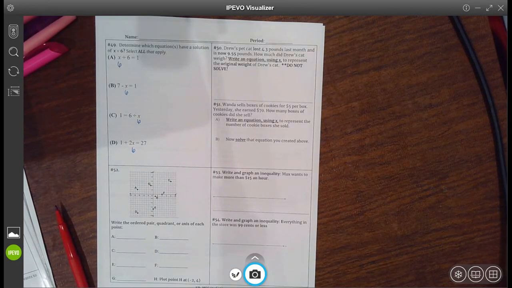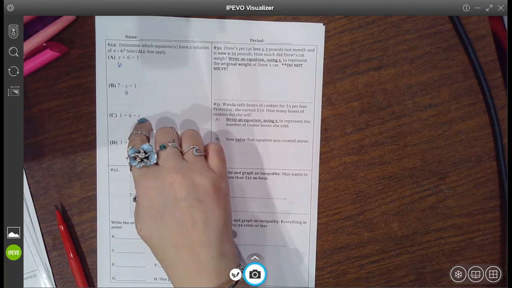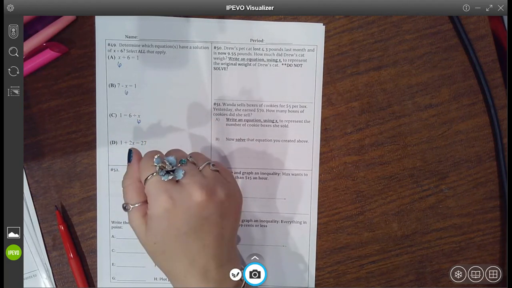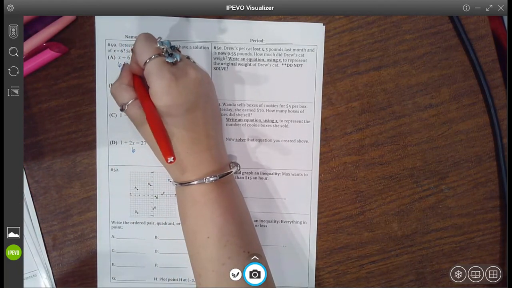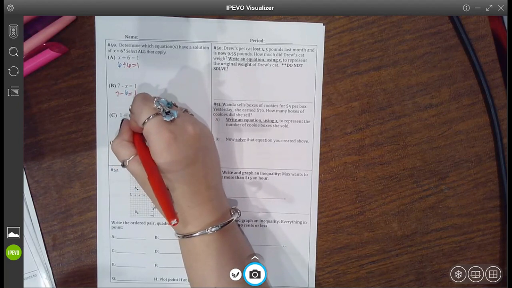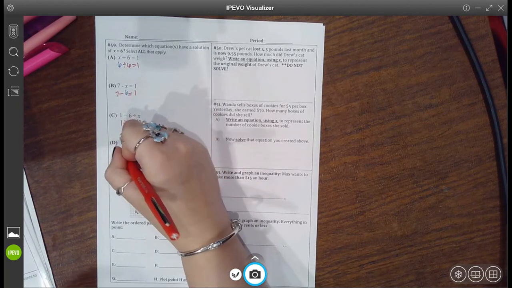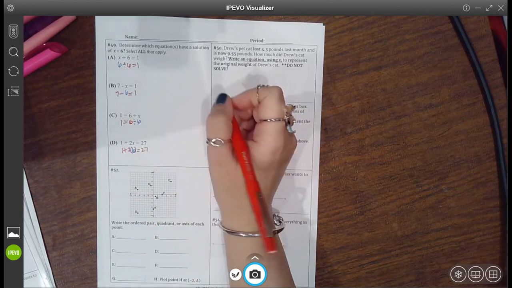Because sometimes we give you ones where x is negative, or where x is in the denominator, and you don't know how to do that, but you do know how to just plug 6 in and simplify. So I'm replacing all the x's with a 6 and seeing which ones make a true statement.